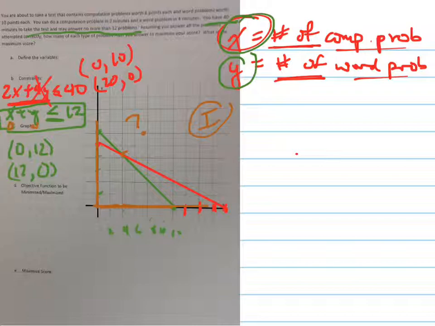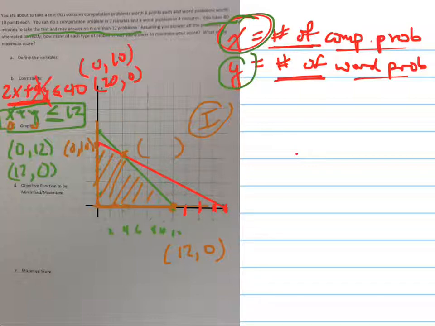If I plug in 0, 0 for the green line, is that a true inequality? Is 0 plus 0 less than or equal to 12? Yes, it is. So it's shaded down. And if you do that for the red one, you'll see that that's shaded down also. So here's your intersection right there, which means this point right here, let's label those points. 12, 0, this point right here, 0, 10, and this point right here, which we have to find now. Let's find that right now.